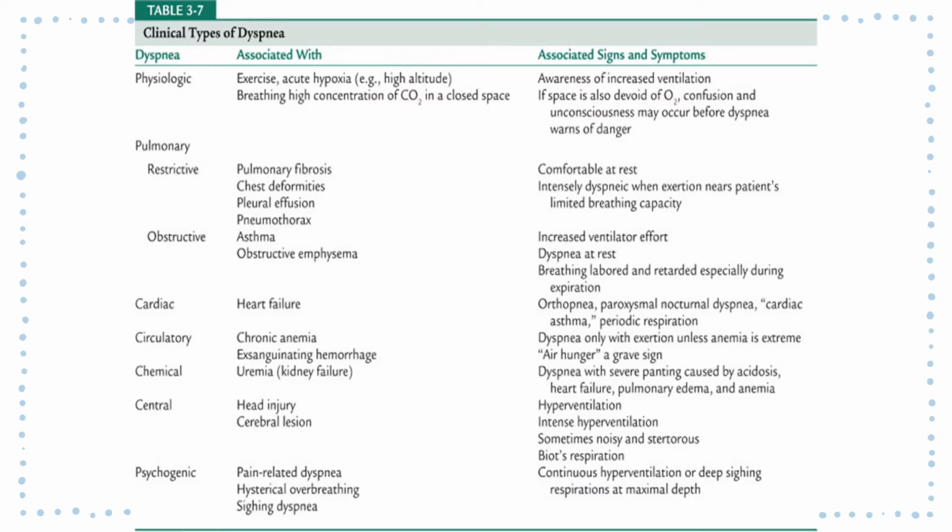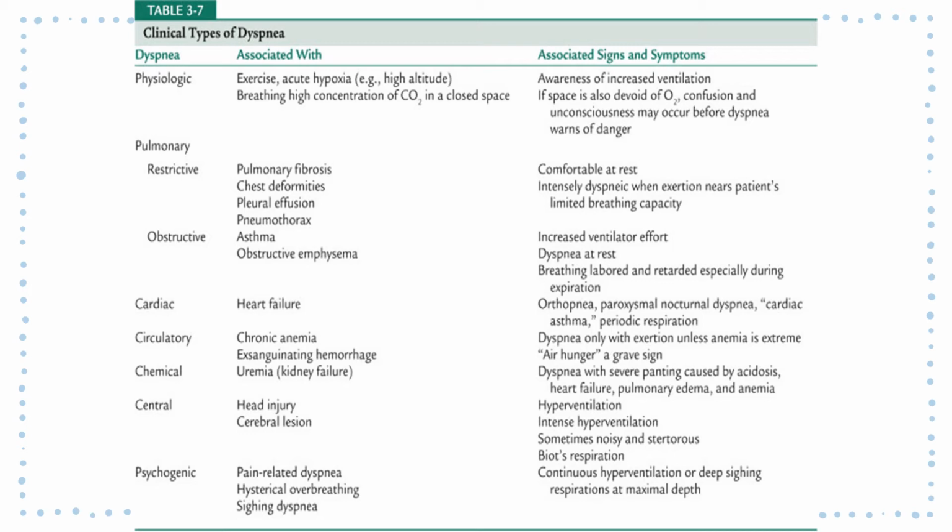So this is just looking at different clinical types of dyspnea. It's really examining it a little bit further. Obviously you have physiologic, which might be due to exercise, or acute hypoxia, like when you're at a high altitude, or maybe you're breathing high concentrations of carbon dioxide. So you have more of an awareness of your increased ventilation. You're feeling that you're breathing fast.